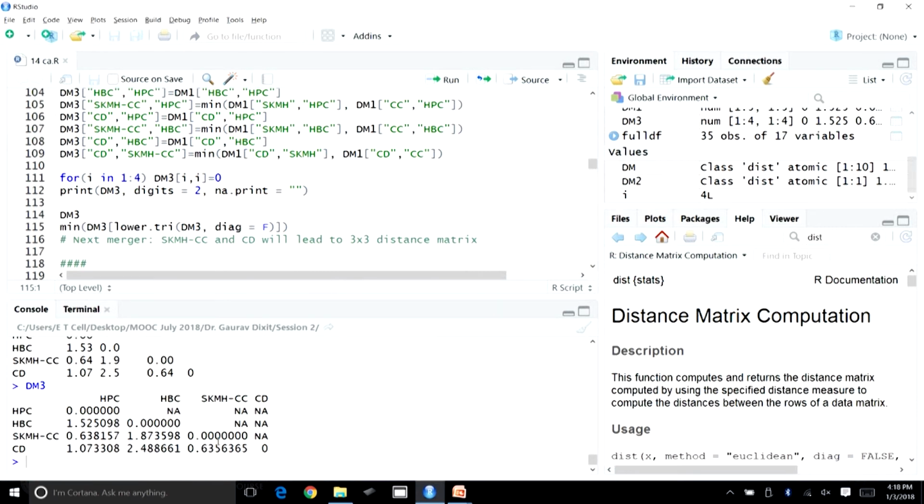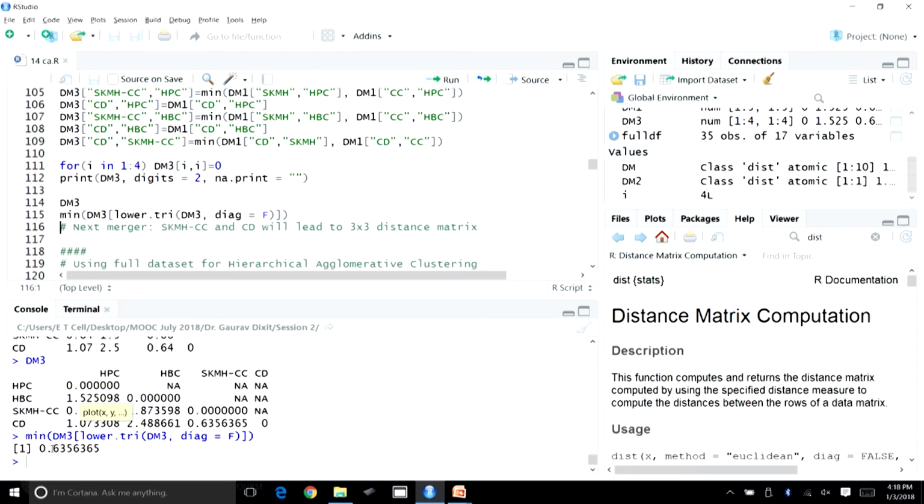Within this 4 cross 4 matrix we need to identify which 2 clusters are closest and then merge them together. So first we need to find out the value. Distance values we already have. Now we need to just find out the minimum value here. So let's run this code and we'll get the value. So this is the value which is minimum, 0.6356365. We try to find this value in this matrix.